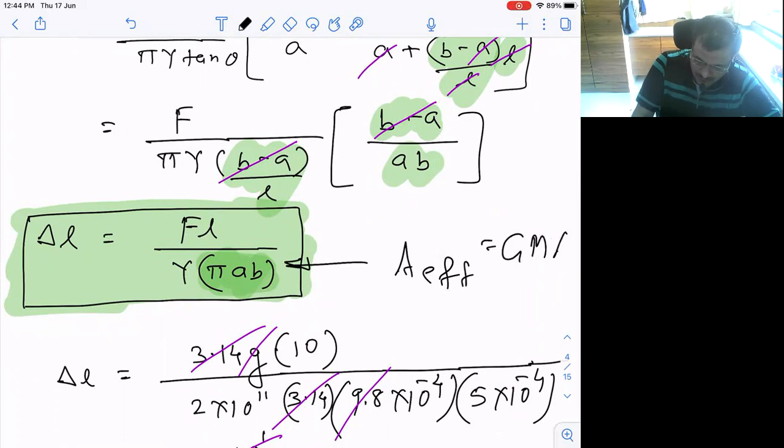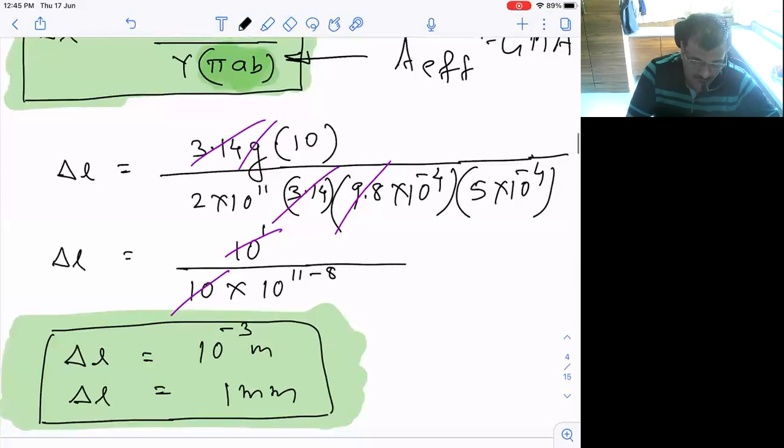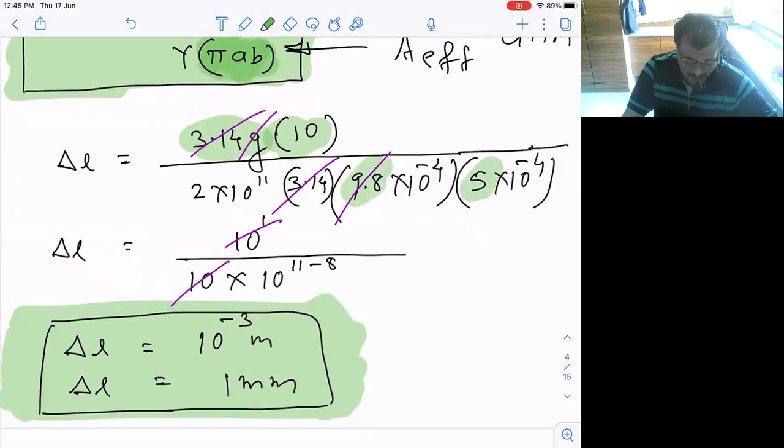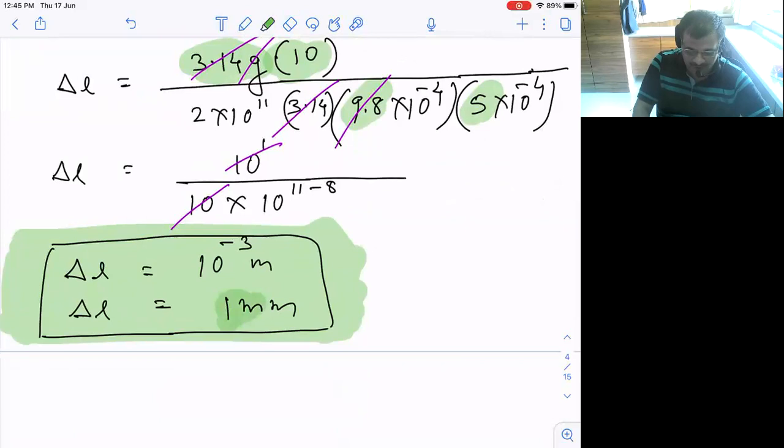Once it is done, friends, then you can substitute these values. 3.14 kg is the mass, then g is given to you, 10 meter is the length. So there are two diameters, two radius, 9.8 and 5. You substitute all the values respectively and you will get the answer, friends, 1 mm. ठीक है, थैंक यू.